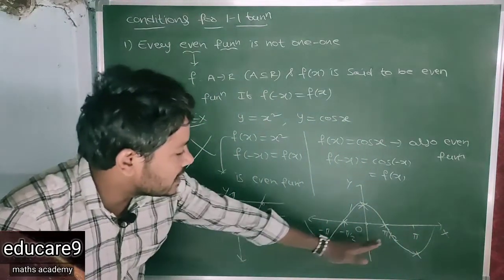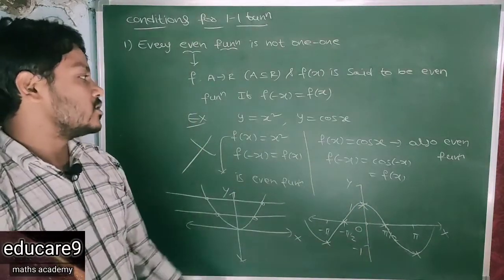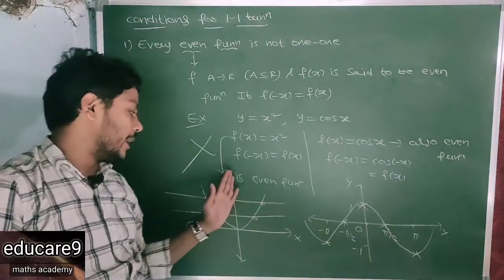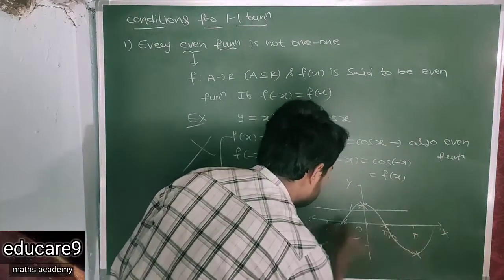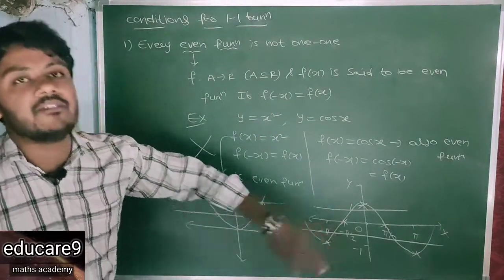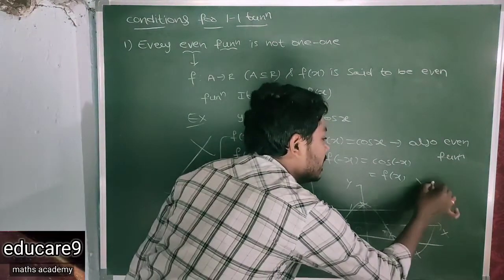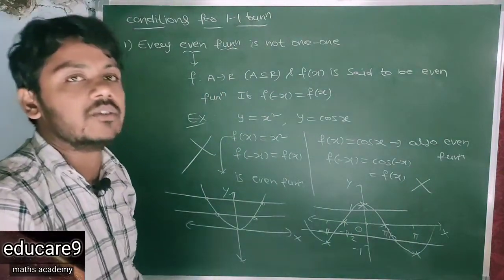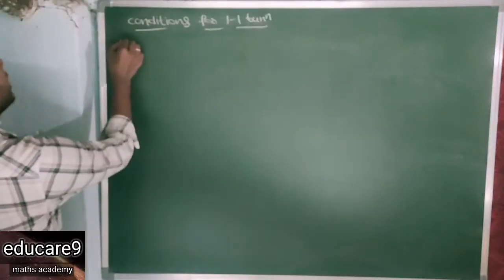So clearly this graph is symmetric about which axis? Y-axis. Because every even function is symmetric about the y-axis. And draw the horizontal lines. So each and every horizontal line touches the given graph at more than one point. So in that case, f of x, that is an even function, is not a 1-1 function. That is the first condition. See the condition number 2.